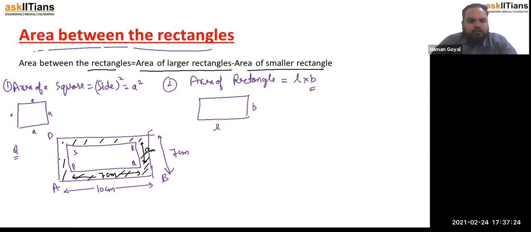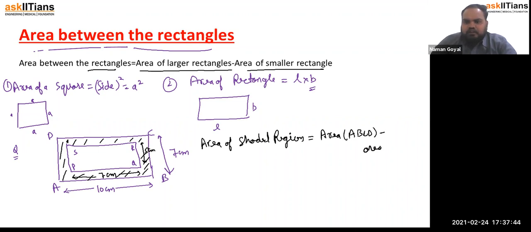Okay, so for this shaded part, what we have to do: the area of the shaded region is what? The area of rectangle ABCD minus the area of rectangle PQRS, right? We have to perform this.